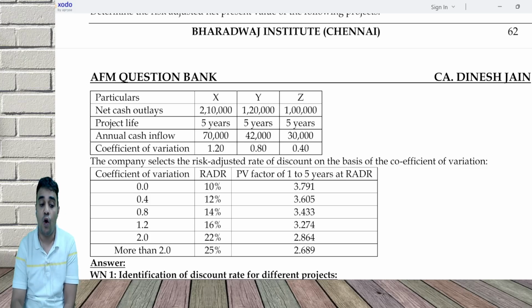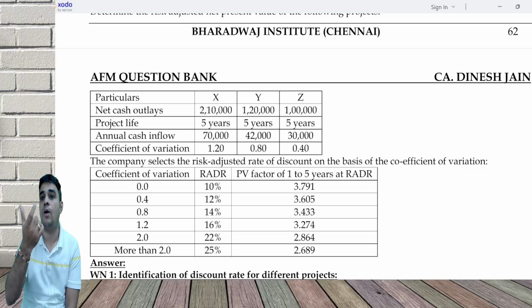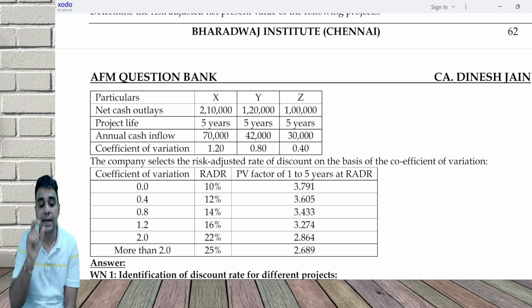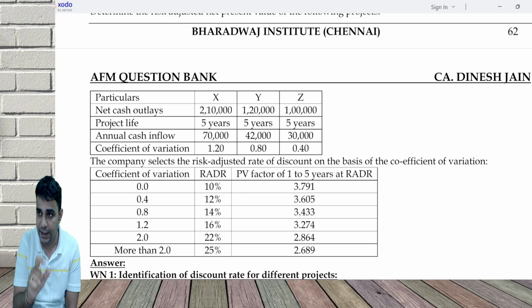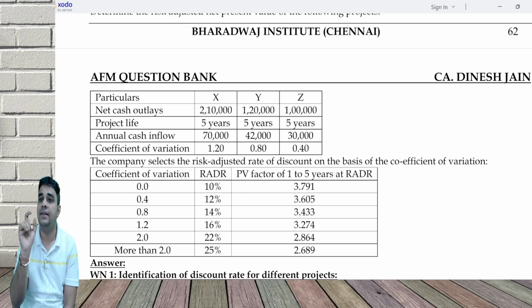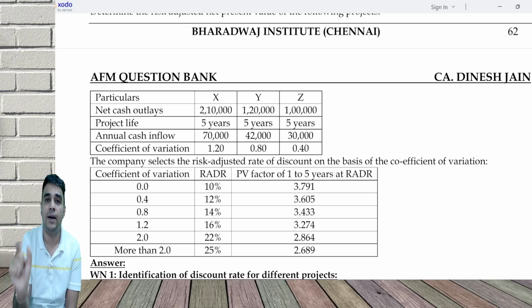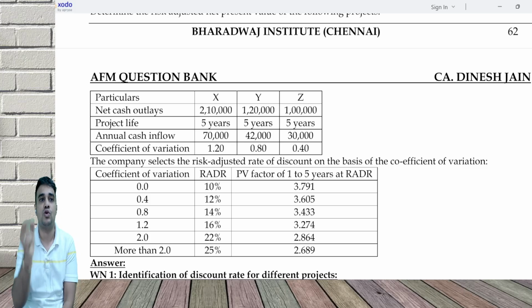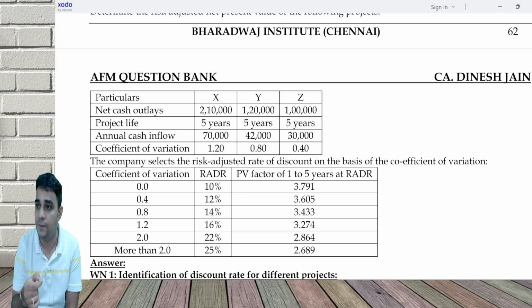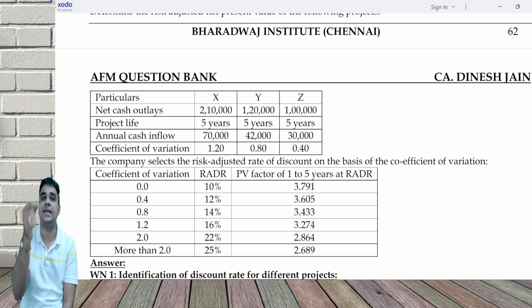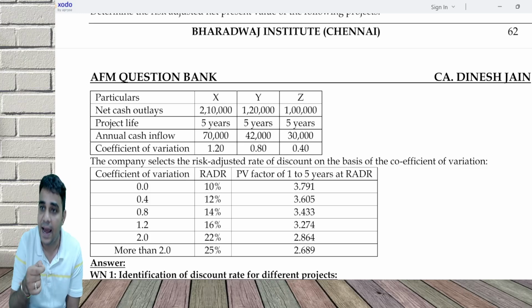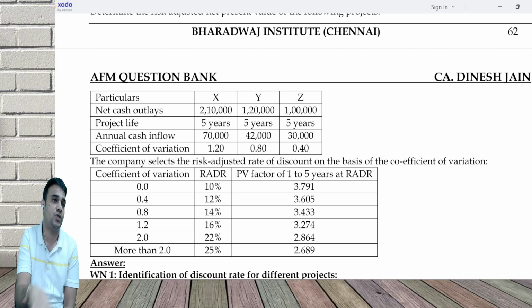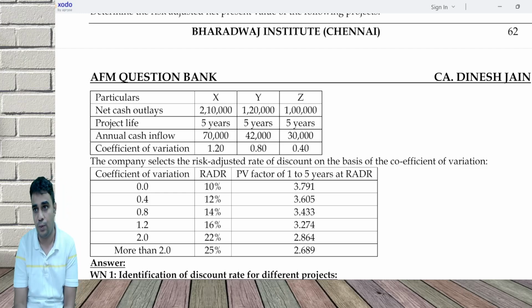Okay, they can make it a little complicated if they want. Instead of giving the coefficient of variation directly, they can say standard deviation is so much and annual cash inflow is so much, so that you first calculate the coefficient of variation as standard deviation divided by annual cash inflow, and then you start doing the question.